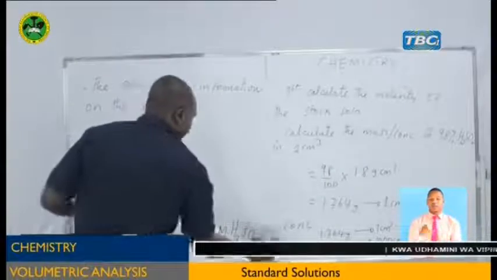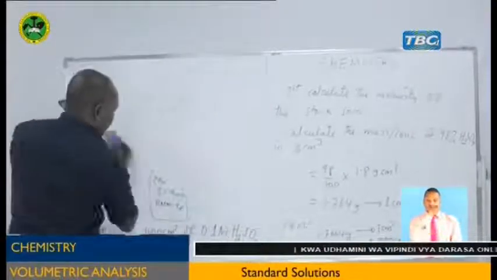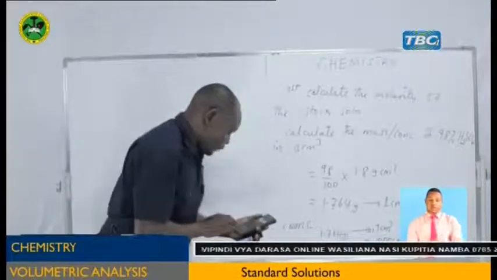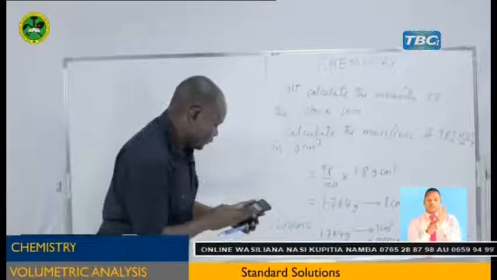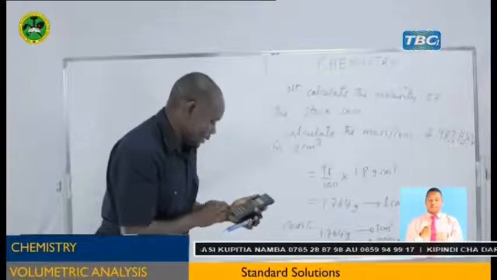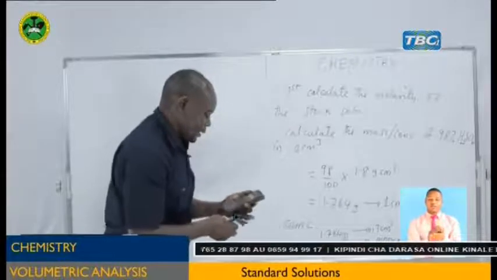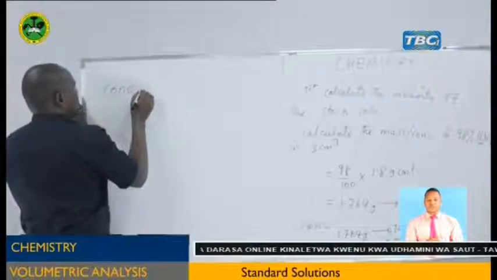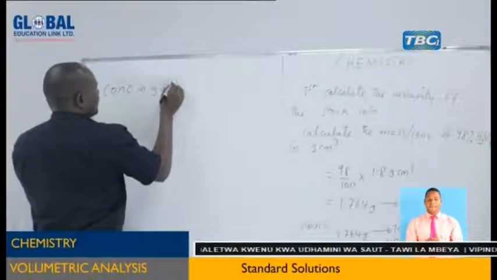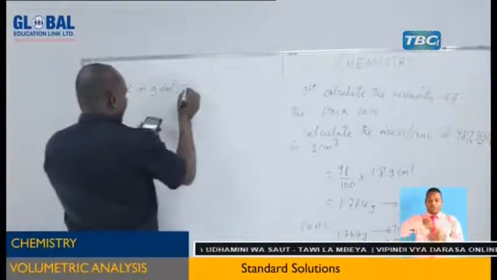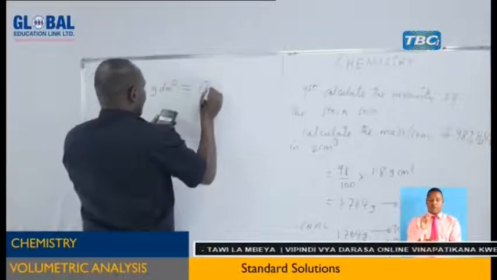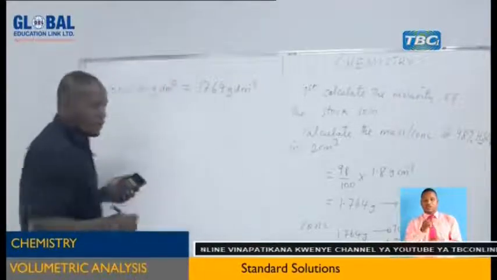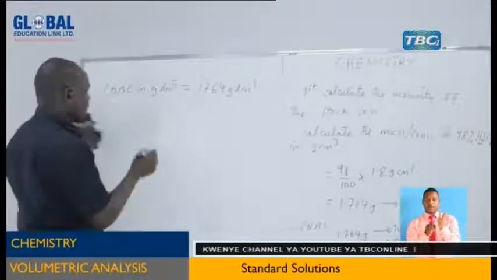So you just cross multiply. If you cross multiply, then it will be 1.764 times 1,000, then divided by 1, giving the concentration in gram per liter of the stock solution, which is equal to 1764. This is gram per decimeter cubed. My dear students, from there now we can find its molarity.